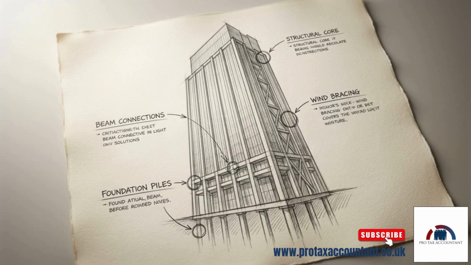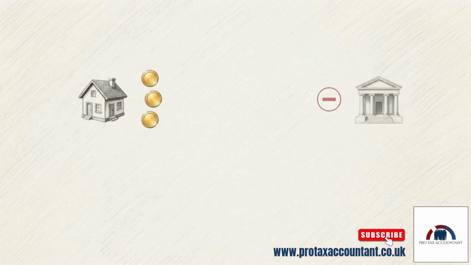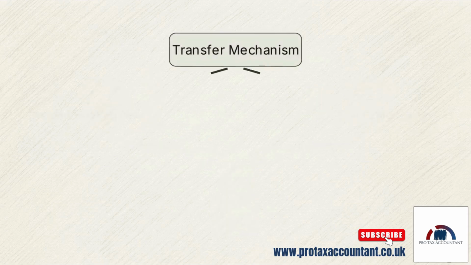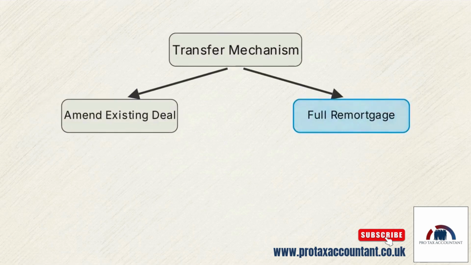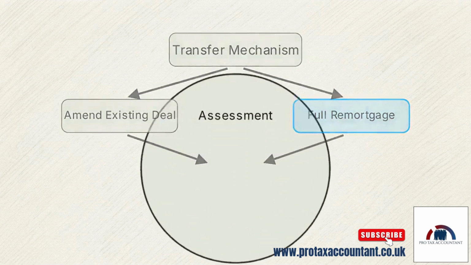Mastering property equity restructuring is a critical corporate survival skill for UK directors. Adding a name to a property requires a formal transfer of equity, which legally transfers both a share of the property's market value and a portion of its underlying debt to the new partner. Looking at this workflow flowchart, directors have two primary mechanical pathways. Path A, amending the existing mortgage, or Path B, executing a full remortgage with a new lender.